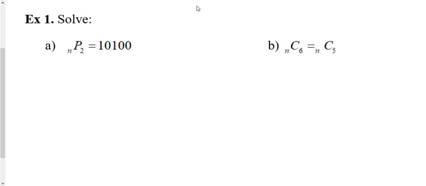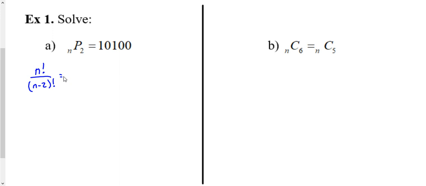Right away, I'm just going to split my screen so that we have some space here to work on each side. So let's set up our equation. nP2 is the same thing as saying n factorial divided by n minus 2 factorial. And of course, that's equal to our answer of 10,100. From here, let's get rid of the factorial. So I'm going to bring down the numerator basically. So I have n times n minus 1 times n minus 2, and we're going to stop at n minus 2 because it matches up with our denominator factorial there. We have an n minus 2 factorial denominator here.